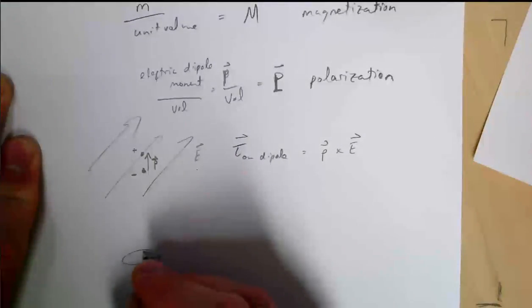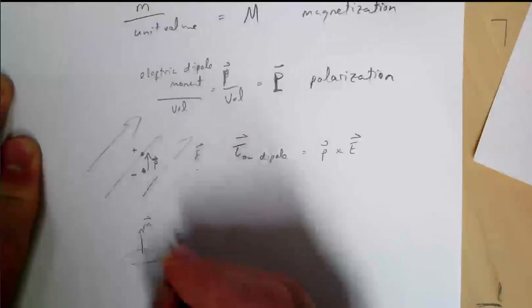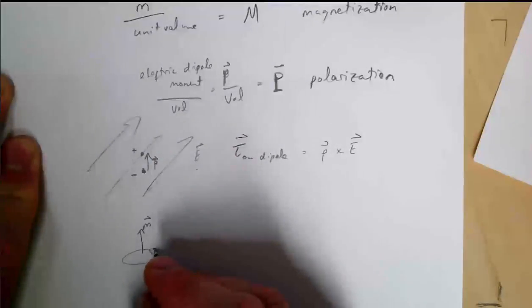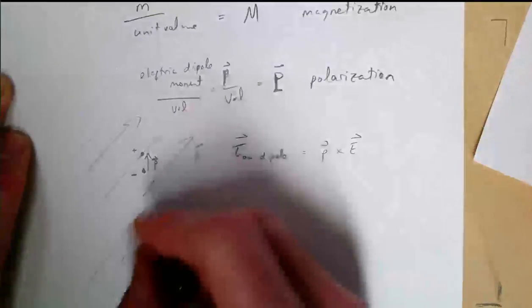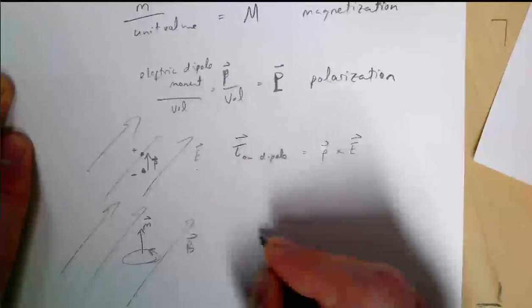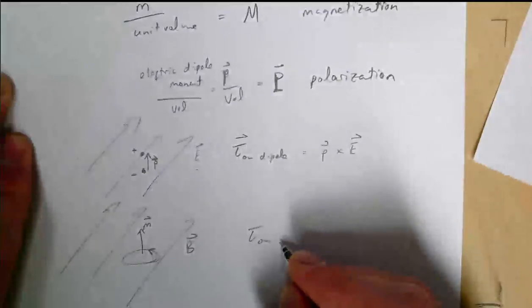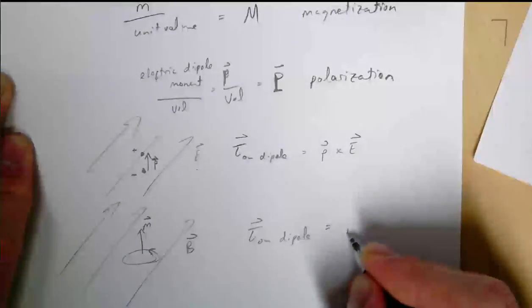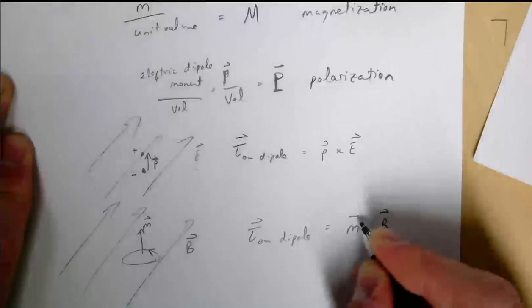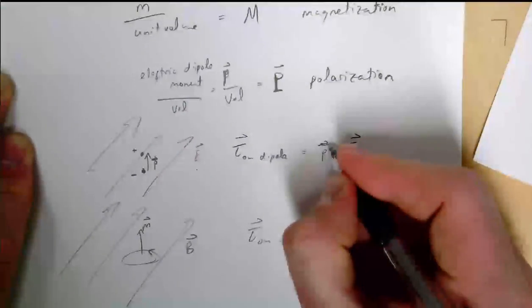This is an electric dipole, and the torque is equal to P crossed with E. Similarly, if I have a little loop here, and M is pointed up like this, in other words a little current loop, and it's in the presence of a magnetic field B, the torque on this dipole is equal to M cross B. Amazing parallels, right?